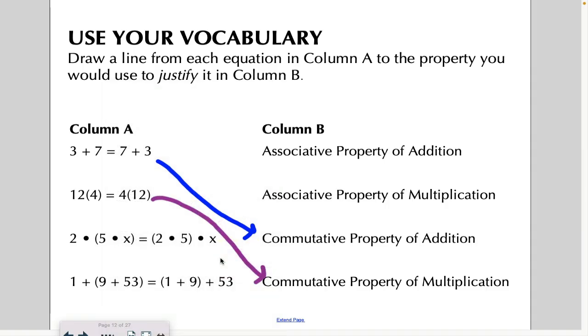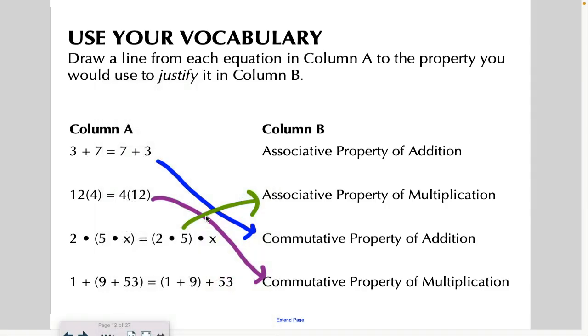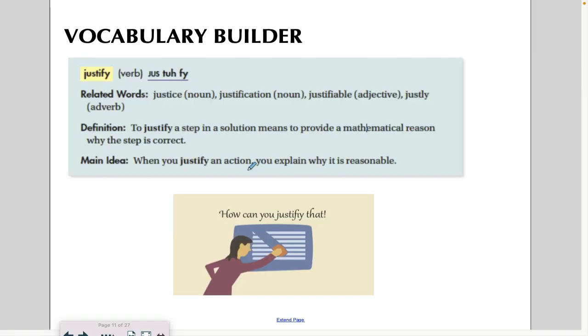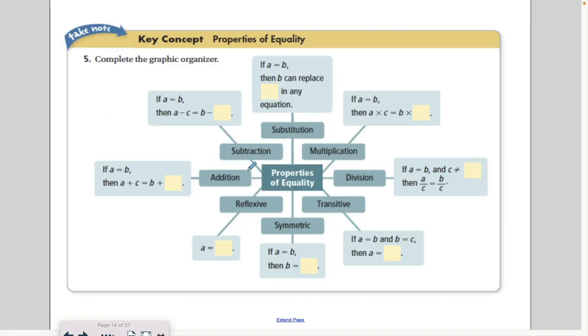Now the associative is the one that gets people. It's just you're associating the parentheses with different things. So here it's with 5 and x. Here it's with 2 and 5. Here it's with 9 and 53. Here it's with 1 and 9. Then you just match it up. So this is associative multiplication. And then this is associative addition. Nothing too crazy, but you're going to see today as you justify everything that you do, and the name of the game today is going to be justify. You need to justify correctly. So if you've always struggled with those, this is the time to rein that in a little bit.